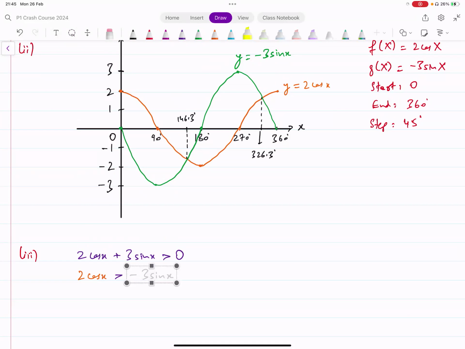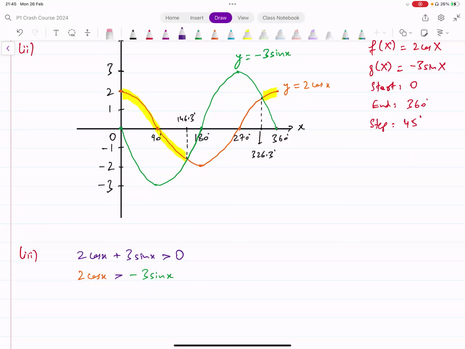After 326.3. After 326.3, that's one part. Is there any other part on the graph as well, where the orange graph is above the green graph? Before 90 as well? So basically until this point, until 146.3.